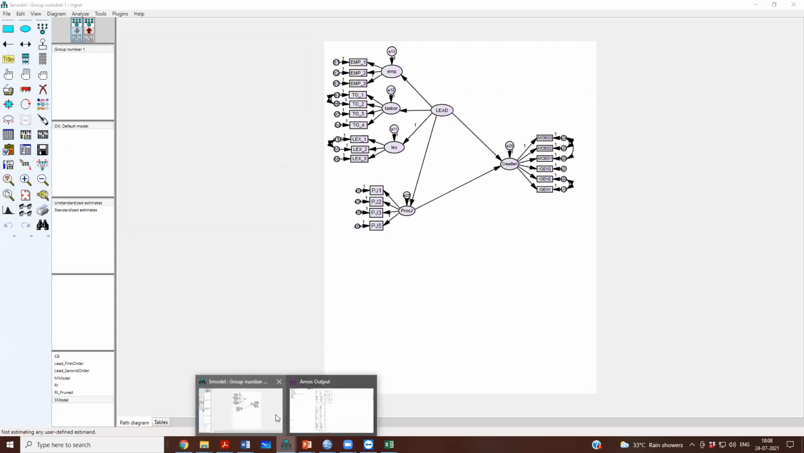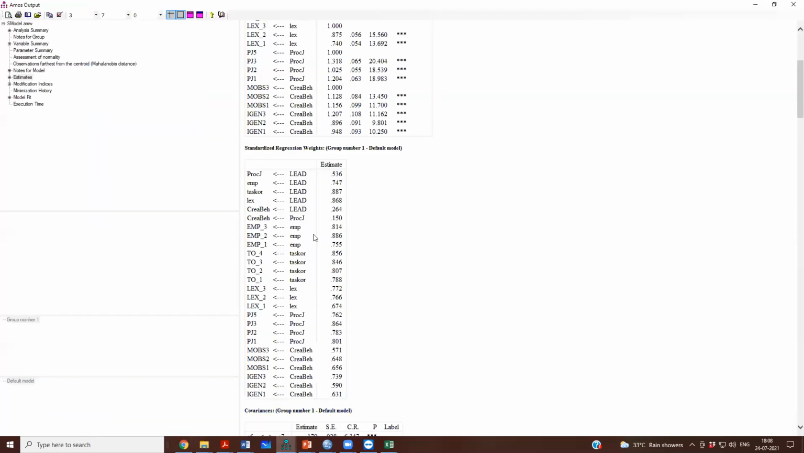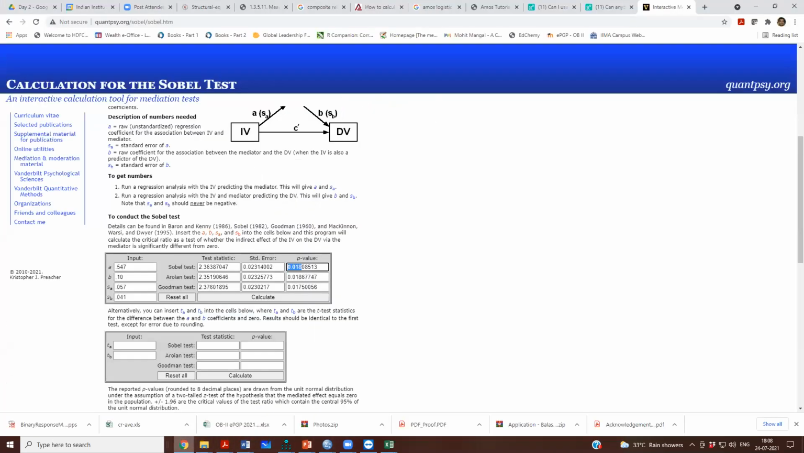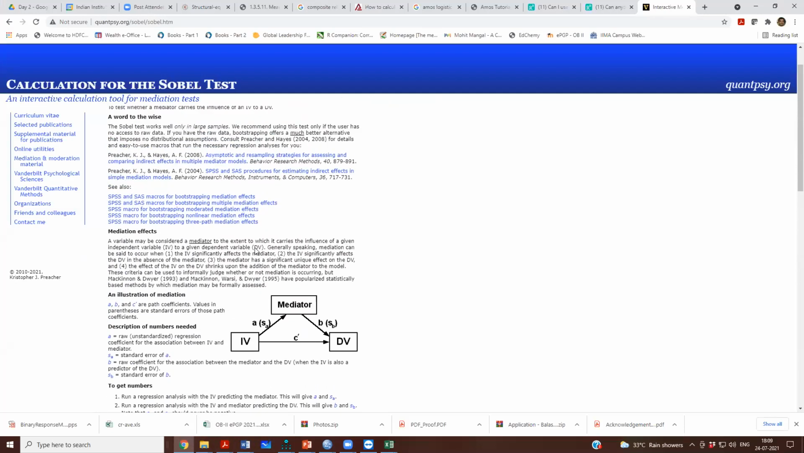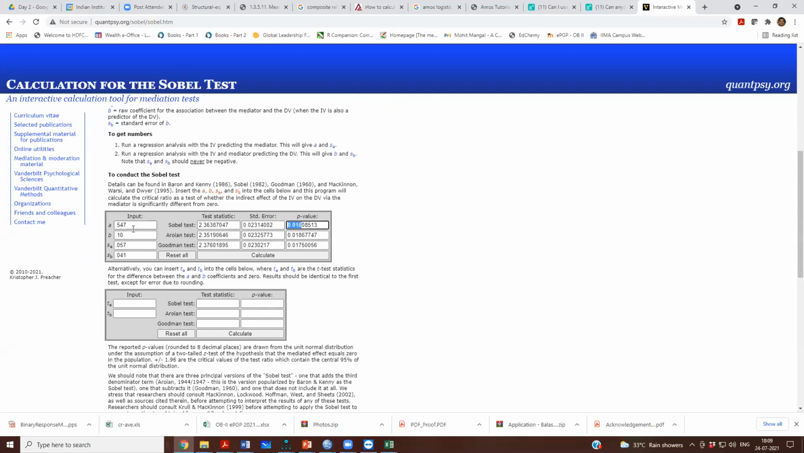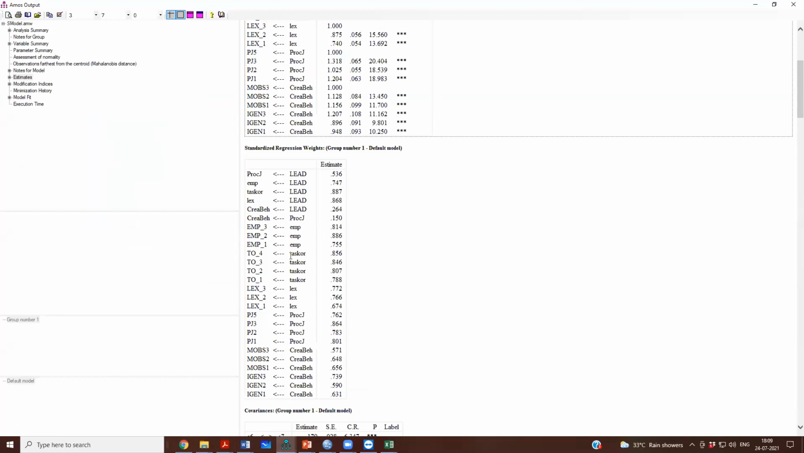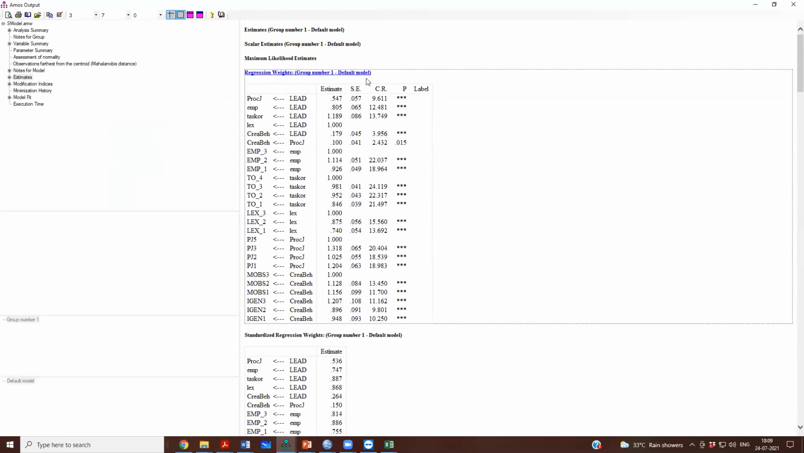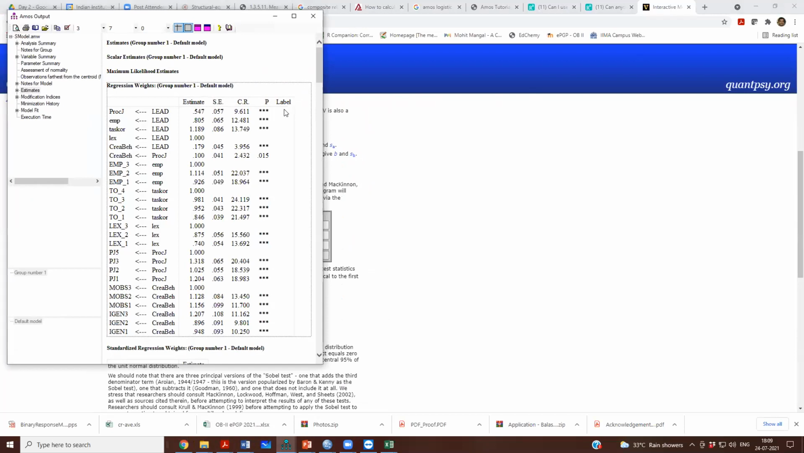Right? So this is how you can test the mediation using the Sobel test calculator, right? You just key in all these four. These are unstandardized coefficients, okay? And just put these here, and you will get this. These values are available from the AMOS output that we have got for the model.